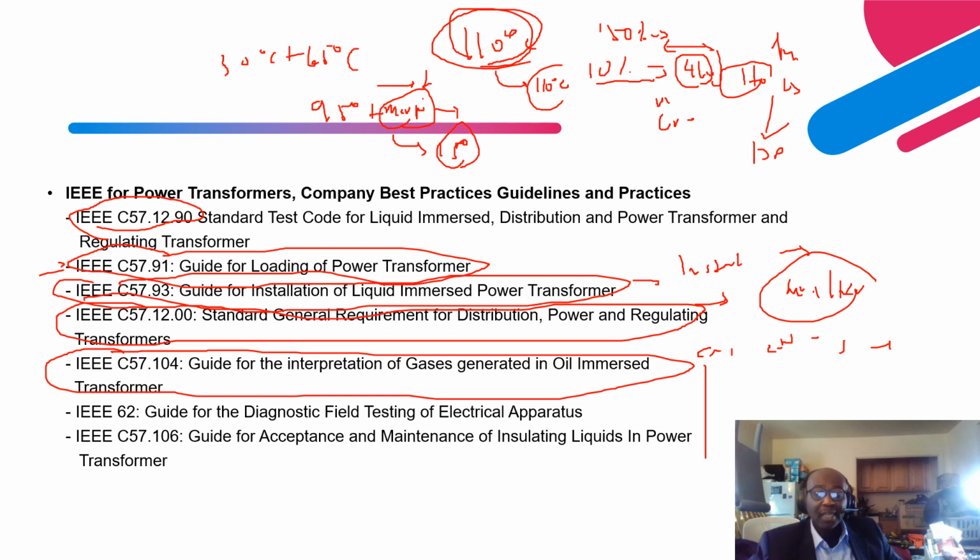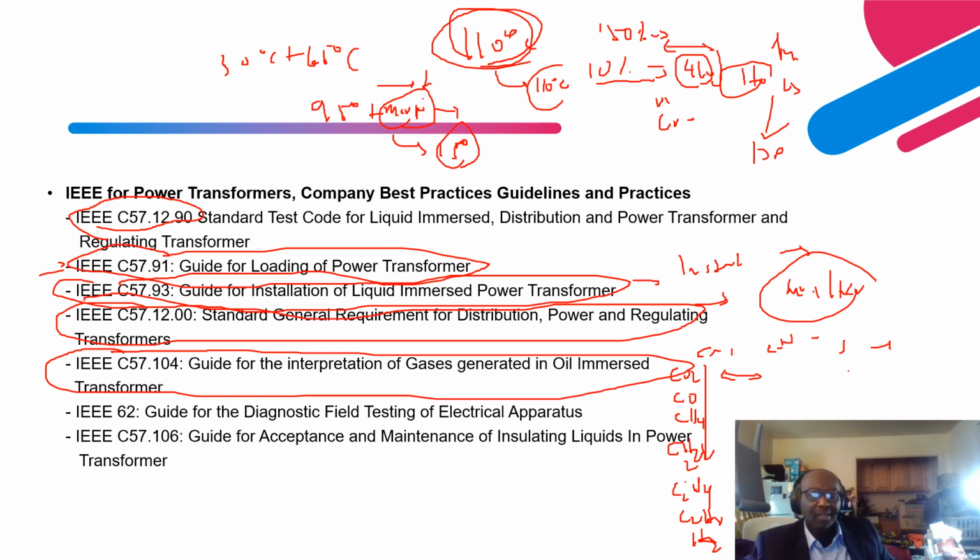Okay, so the different gases, right, starting from carbon dioxide, CO, carbon monoxide, methane, right, ethane, ethylene, acetylene, right, and hydrogen. Okay, all these gases and their range criteria have been grouped into condition 1, condition 2, condition 3, condition 4, right?